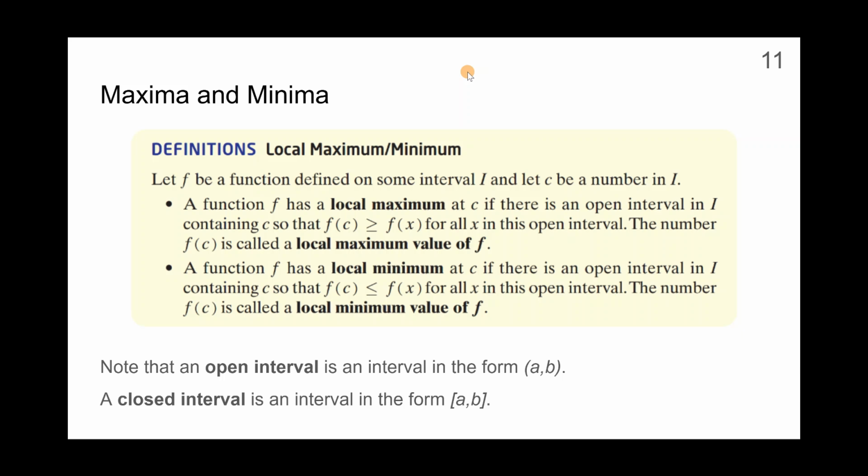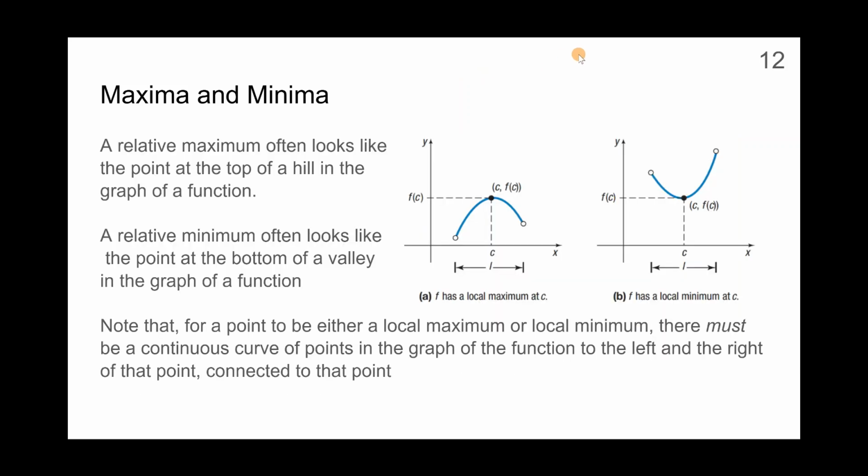So here is the textbook definition of a local maximum or minimum. And if you'd like, you can pause this and read through this. But instead of going through the textbook definition, I'm going to start by going over a more intuitive understanding of what a local maximum or minimum is. So a relative maximum often looks like the point at the top of a hill, as we see in this picture on the left. A relative minimum, on the other hand, is more like the point at the bottom of a valley in the graph of a function.